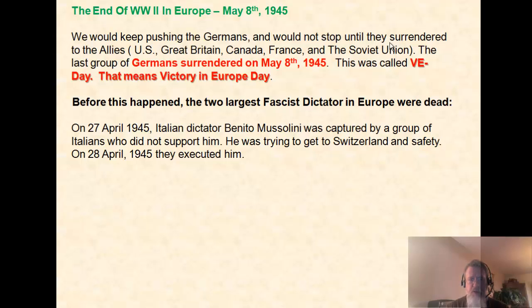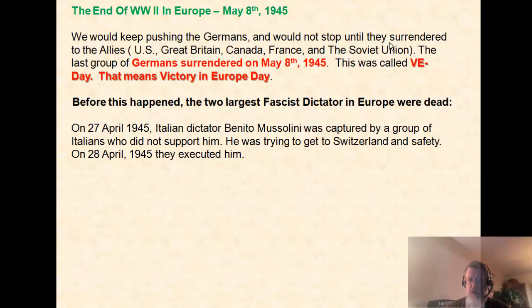So the end of World War II in Europe. May 8th, 1945. We kept pushing them, U.S., Great Britain, Canada, Free French, the Soviet Union coming from the other side. And eventually the Germans did surrender on May 8th, 1945. It was given the nickname VE Day, which meant victory in Europe.